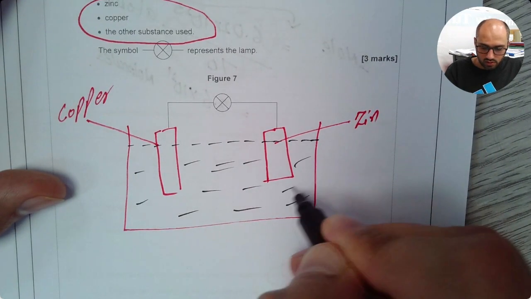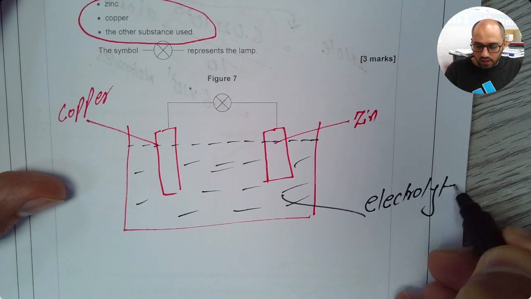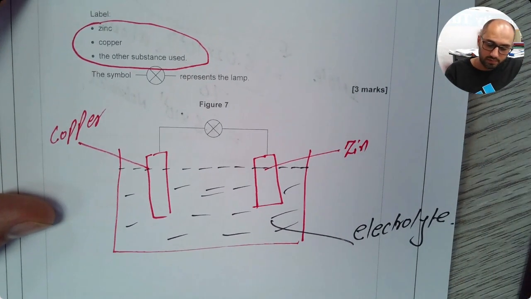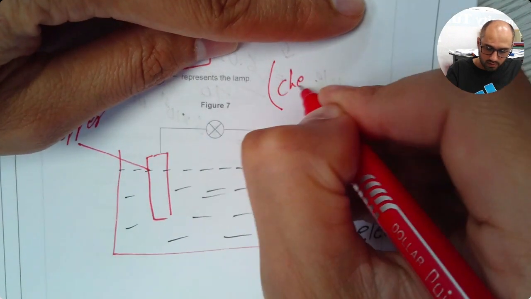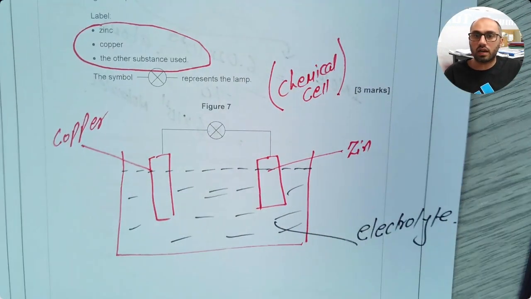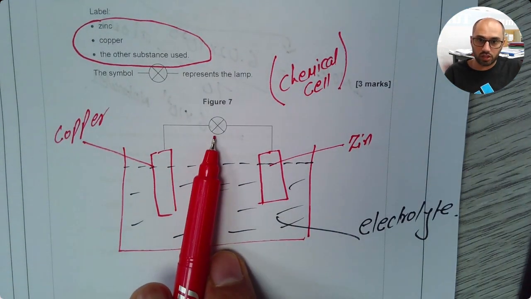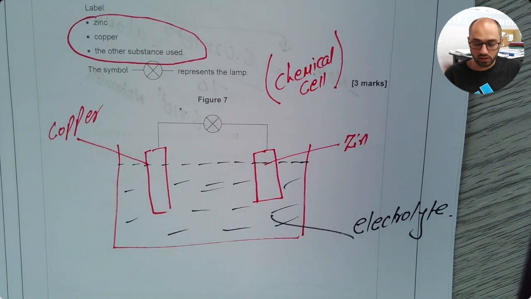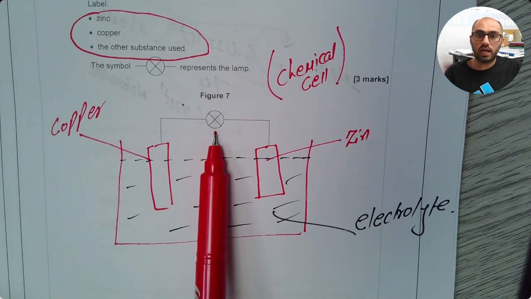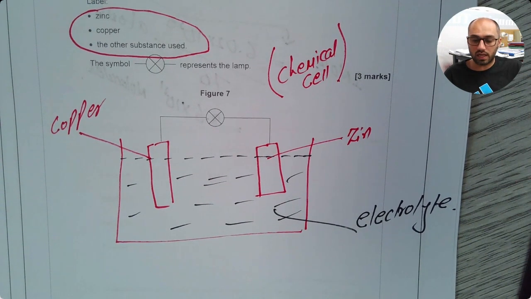So this is our electrolyte. It's a chemical cell. Remember, in a chemical cell, our output is potential difference, and that's why the lamp will light up. If it was the electrolysis process, then instead of a lamp here, you will have to supply energy in the form of a cell. So that's the biggest difference between a chemical cell and the electrolysis process.